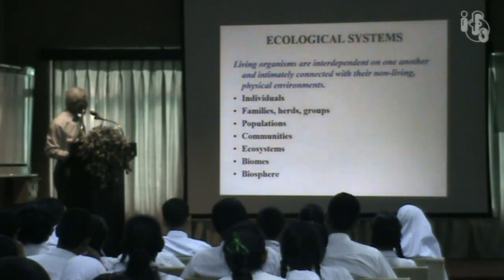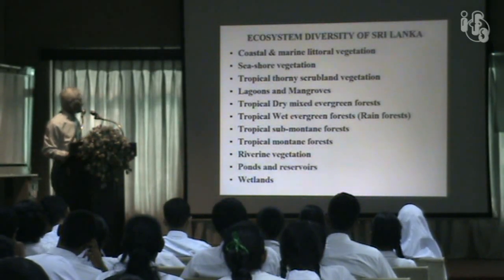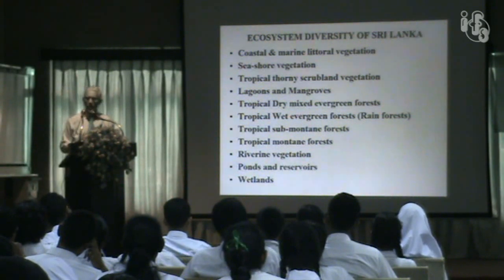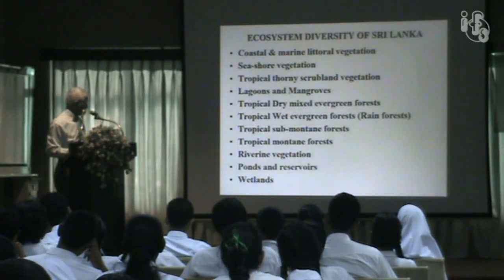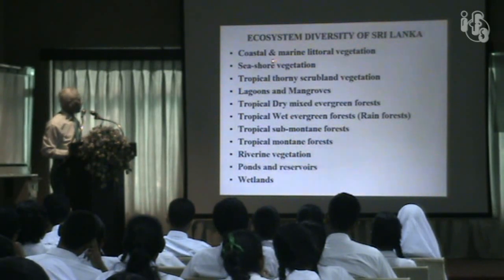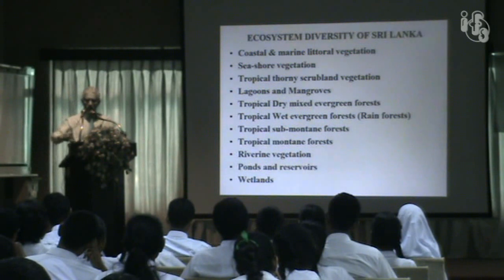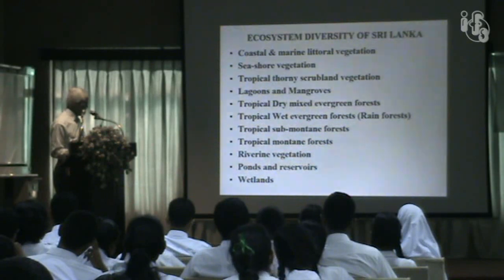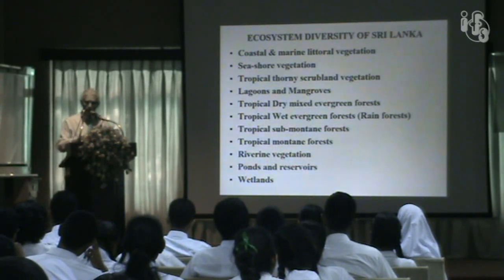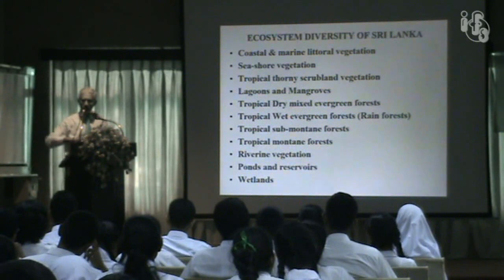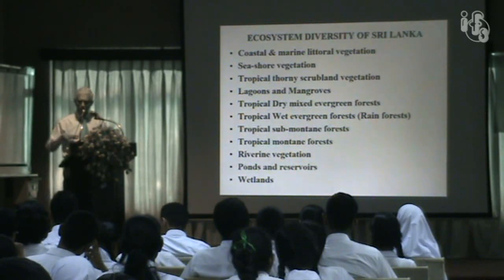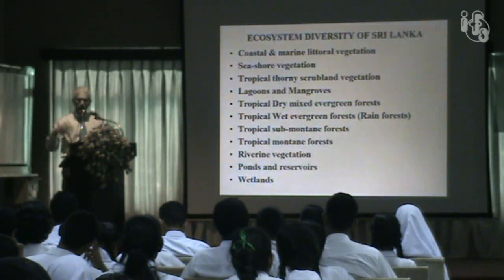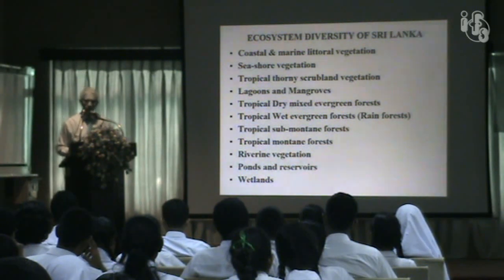And in regard to ecosystem diversity of Sri Lanka, being a small island, we have these major ecosystems that we can identify: the coastal and marine littoral vegetation, that is, the vegetation bathed by the sea water, the marine algae and so on, and then the seashore vegetation, the creeping vegetation on the sand like Ipomoea pes-caprae and Spinifex littoreus. Those are the common ones, which are creeping and show a lot of xerophytic characters because they have to withstand the salt spray, the hot sun and the hot sand, all that.